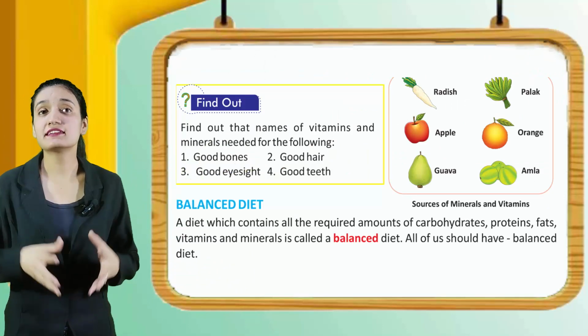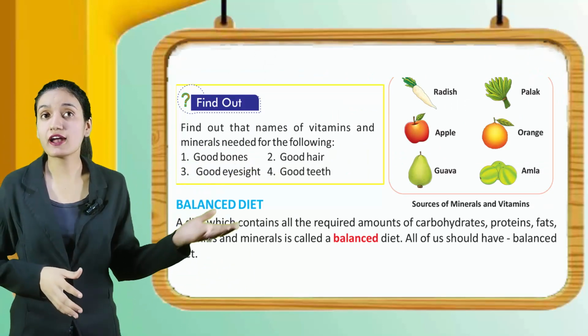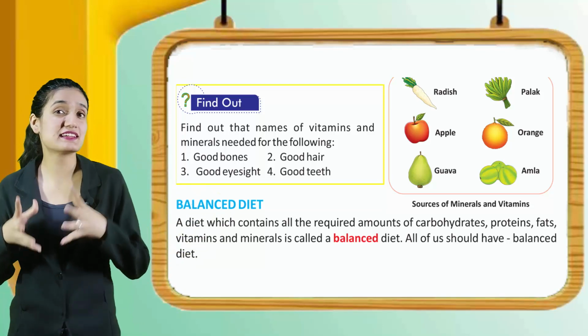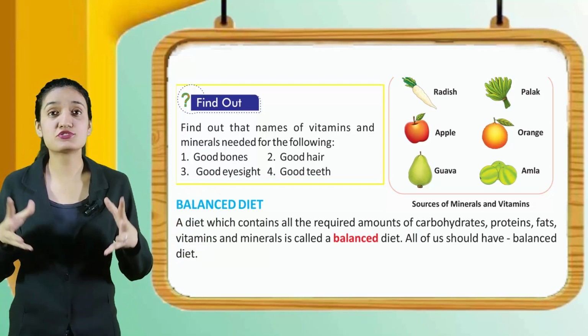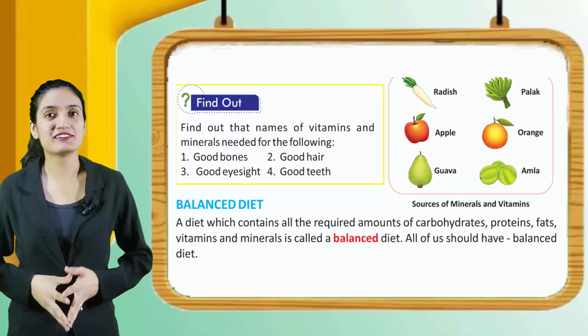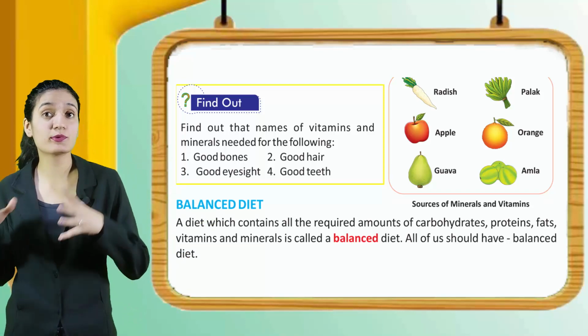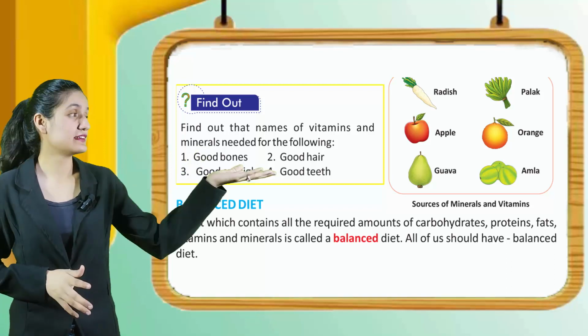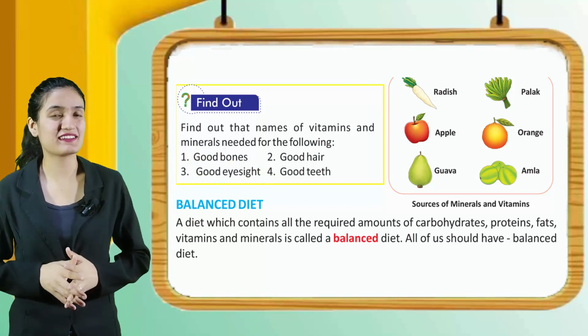Fats. Fats give energy to our body. We get fats from cooking oil, butter, ghee, nuts like cashew, almonds and groundnuts. Fats give twice the energy of carbohydrates. The excess fats get stored in our body. Too much fat is bad for our health. Here you can see sources of fats.